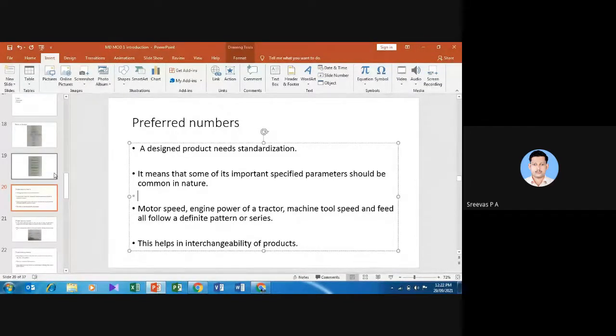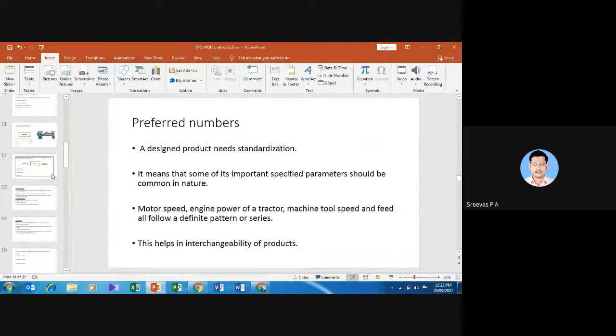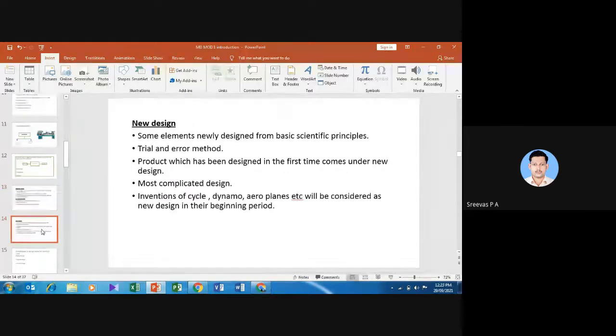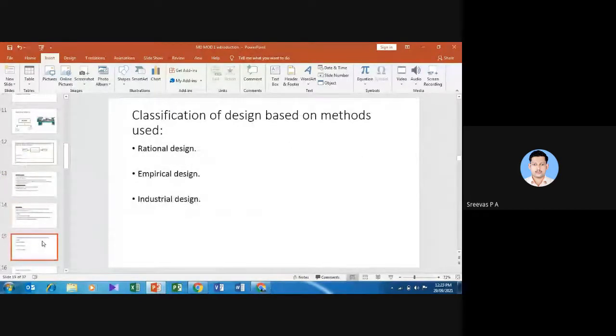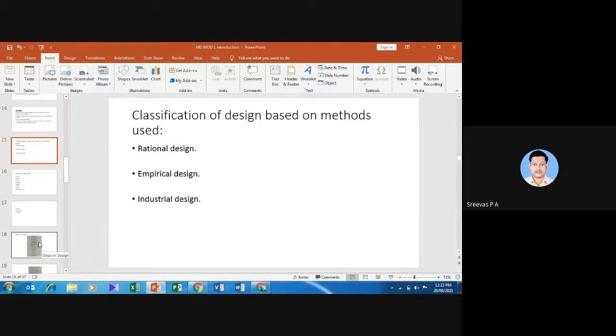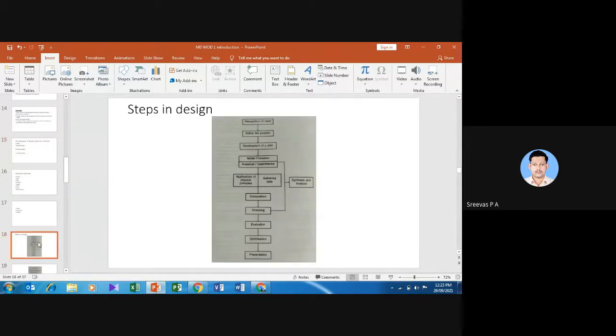Yes. We have gone through 3 designs: adaptive design, developed design, and new design. Good. Similarly, we have gone through rational design, empirical design, and industrial design. After that, we went through the steps, the step-by-step procedure that a designer undergoes while designing machine elements.